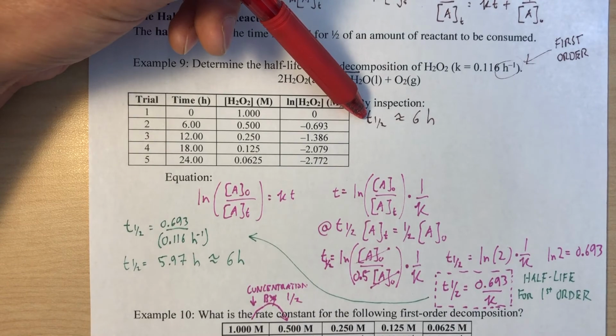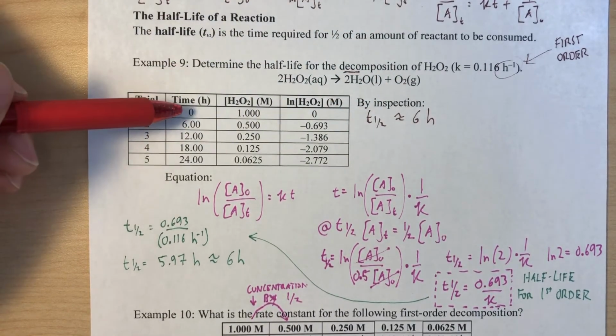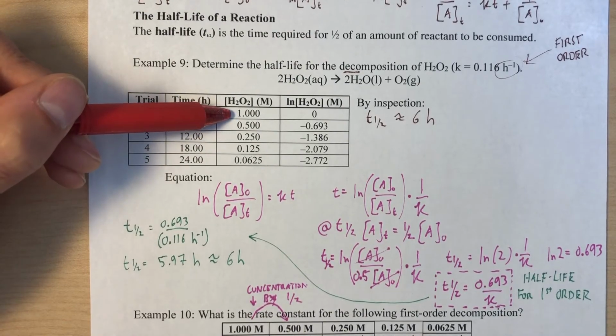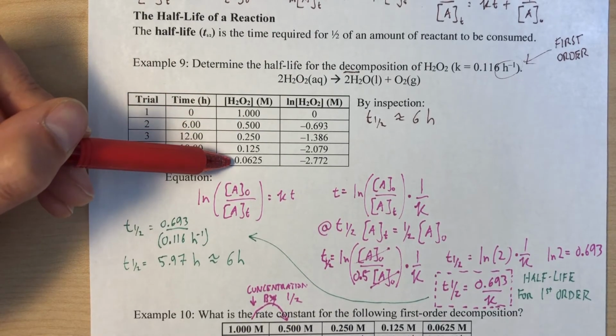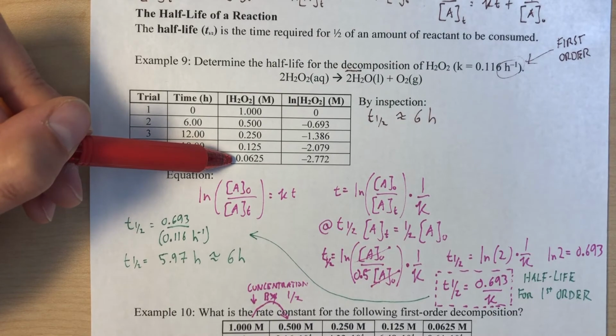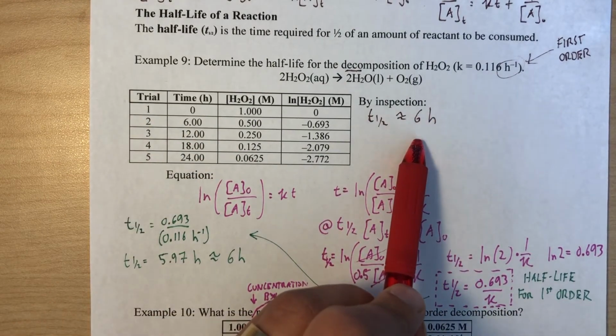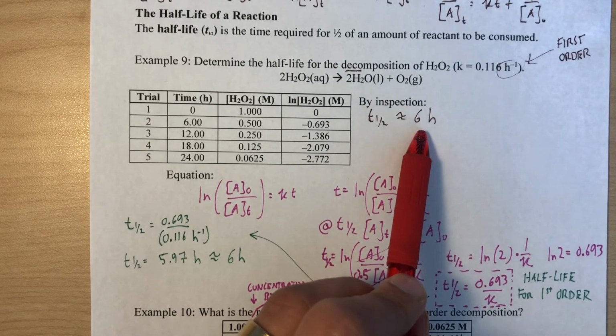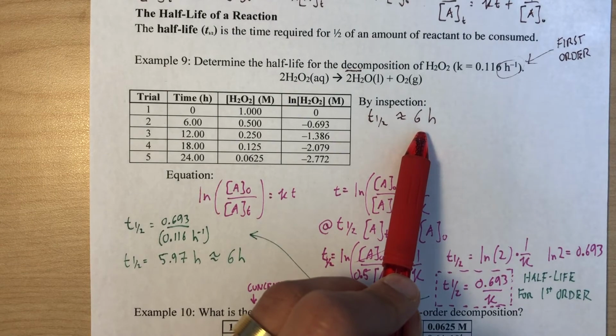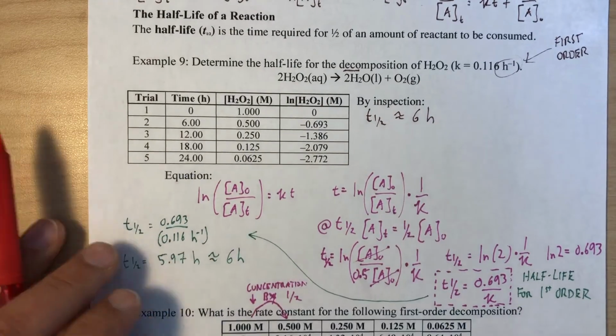So by inspection, we could determine that the half-life for hydrogen peroxide decomposition is about 6 hours, because after every 6 hours, the concentration of it is going down by half. It's a really useful rule of thumb for how to gauge how quickly something is decomposing. 6 hours is pretty slow. If you have a half-life of something that's radioactive in a couple of minutes to hours, it's extremely deadly.